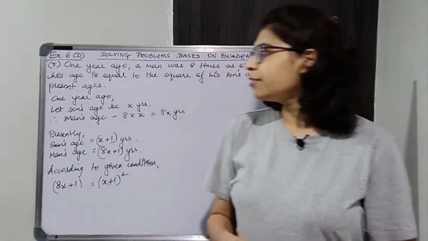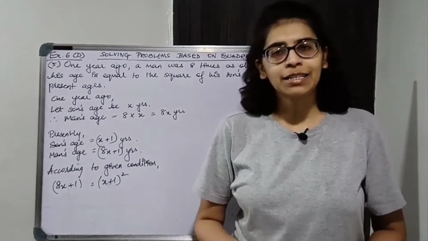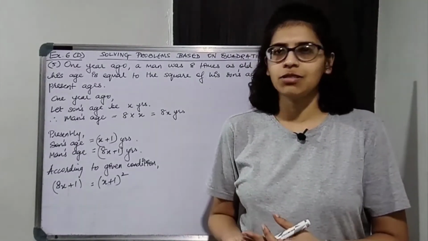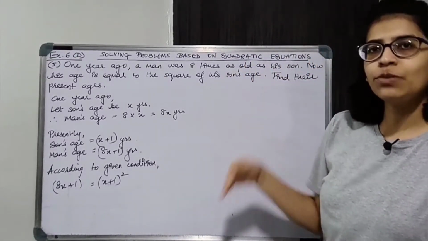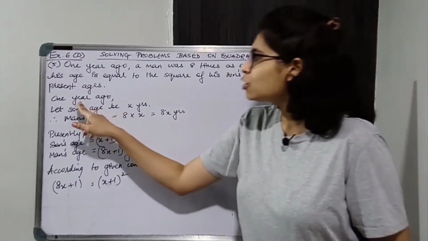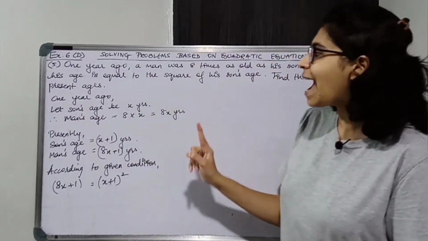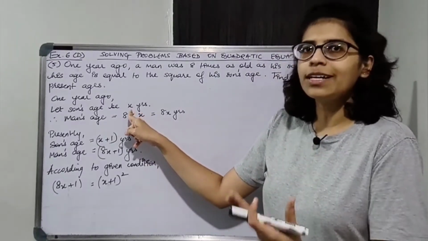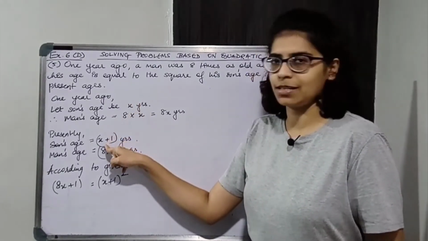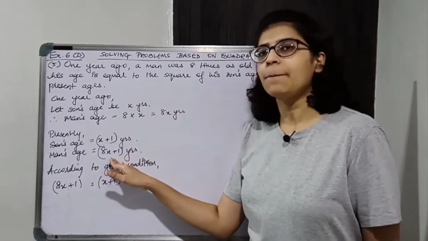So 1 year ago, we have assumed the son's age to be x years and man's age will be 8x years. Okay. So presently, the ages are going to increase because this was the age 1 year ago. So now it will increase by 1 year, so you will add 1. Previously, that is 1 year ago, the age of son was x, so now it will become x plus 1. Man's age was 8x, so now it will become 8x plus 1.